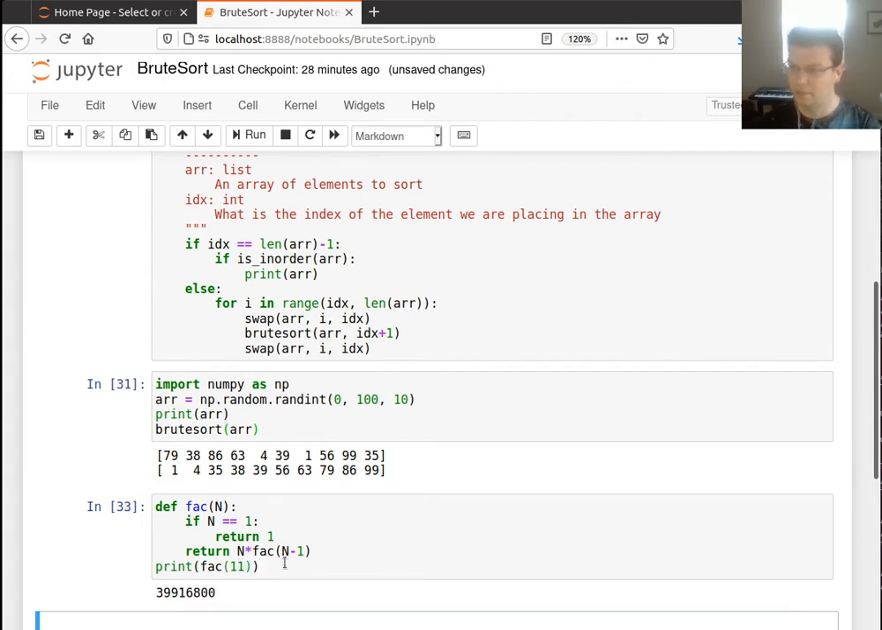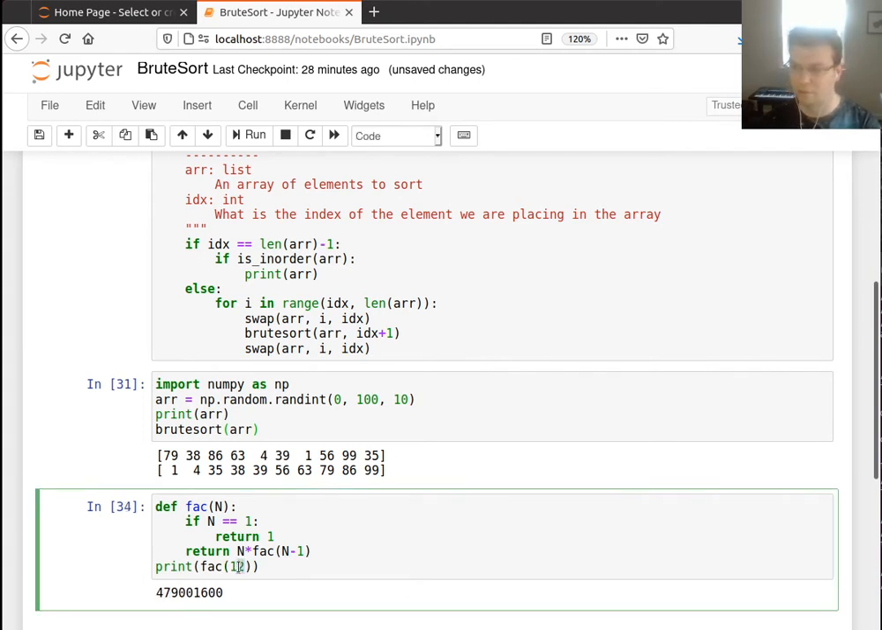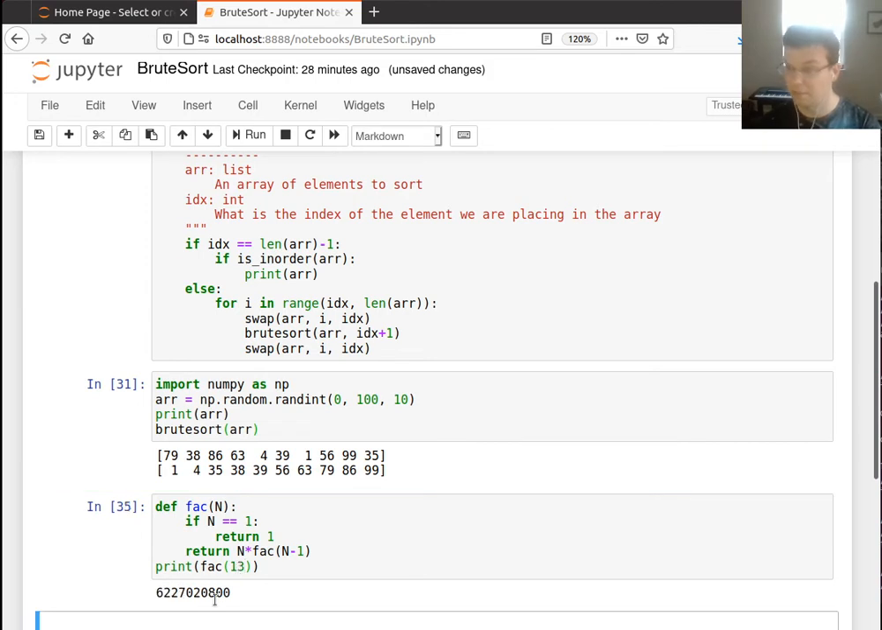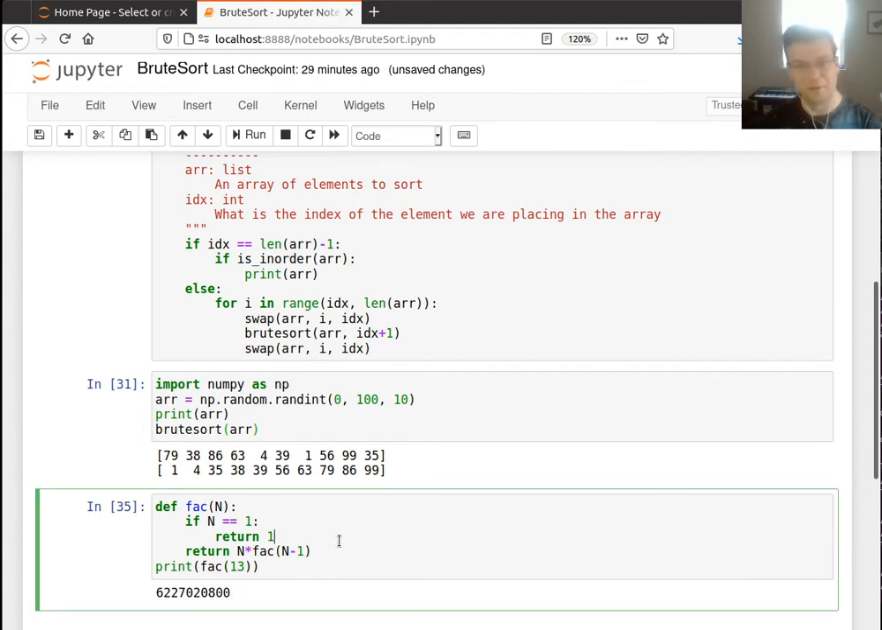Factorial of 11, almost 40 million. Factorial of 12, almost 500 million. Factorial of 13, beyond 1 billion. Okay, like 6 billion. That's not good, okay? Just 13 elements. Man, we usually need to sort way more than that. So we're not going to want to have to check billions of things. That's going to take a really long time.